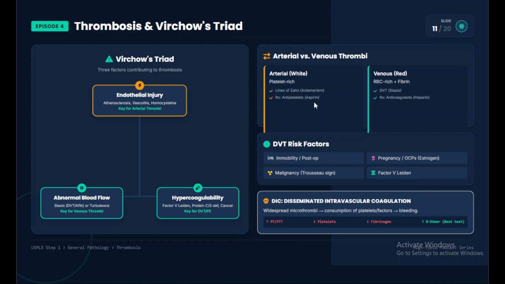Now, the lab features include that if the patient is deficient in clotting factors, and of course PT and PTT will increase, platelet count will decrease, fibrinogen will decrease, because you are using a lot of fibrinogen to make the clots, and D-dimer, it is the best test to distinguish if the patient is having DIC or not, so the D-dimer will be increased. So think of DIC again like a factory overproducing clots until supplies run out and bleeding everywhere.